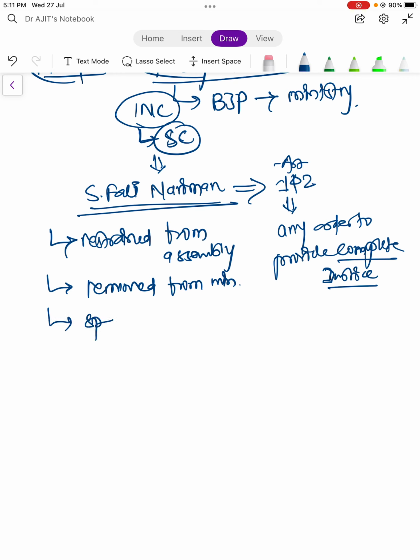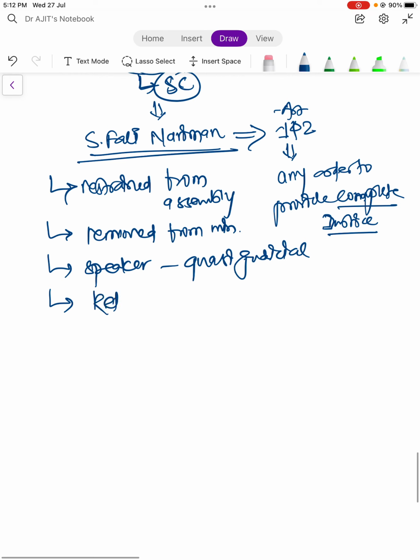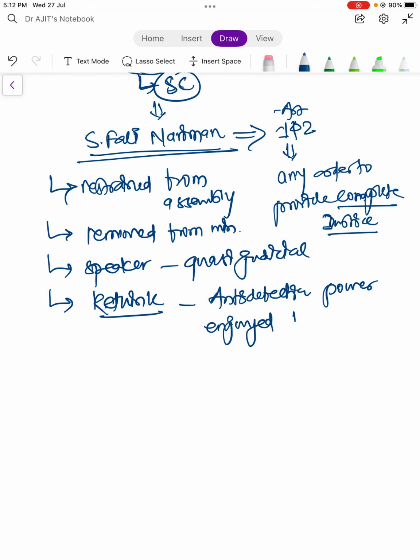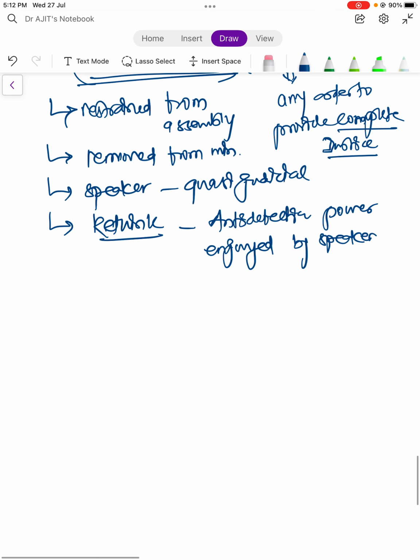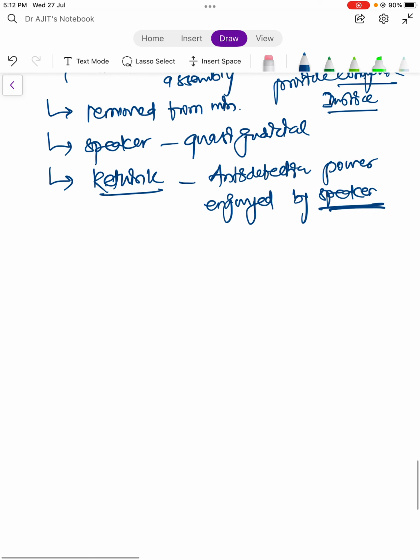They said the office of the speaker is quasi-judicial, and they asked to rethink the anti-defection power enjoyed by the speaker. Indirectly, this bench asked to do away with the power given to the speaker under the anti-defection law, right?